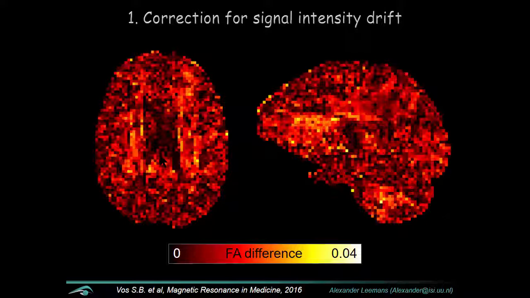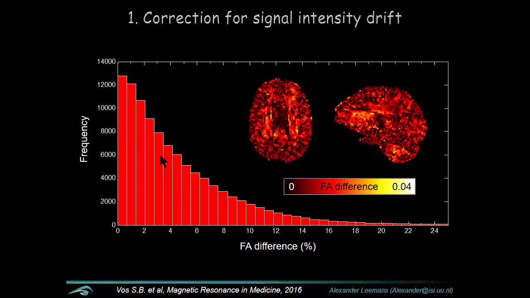Because an absolute difference is quite difficult to interpret, as the FA value itself may be very low, let's put it in perspective and look at the percentage difference. In this case, with a signal drift of around 10 to 15% or 5 to 10%, more than half of the voxels can have an FA difference of more than 2%. So keep that in the back of your mind. That's also similar to the order of magnitude that effects are typically found when doing group analyses.